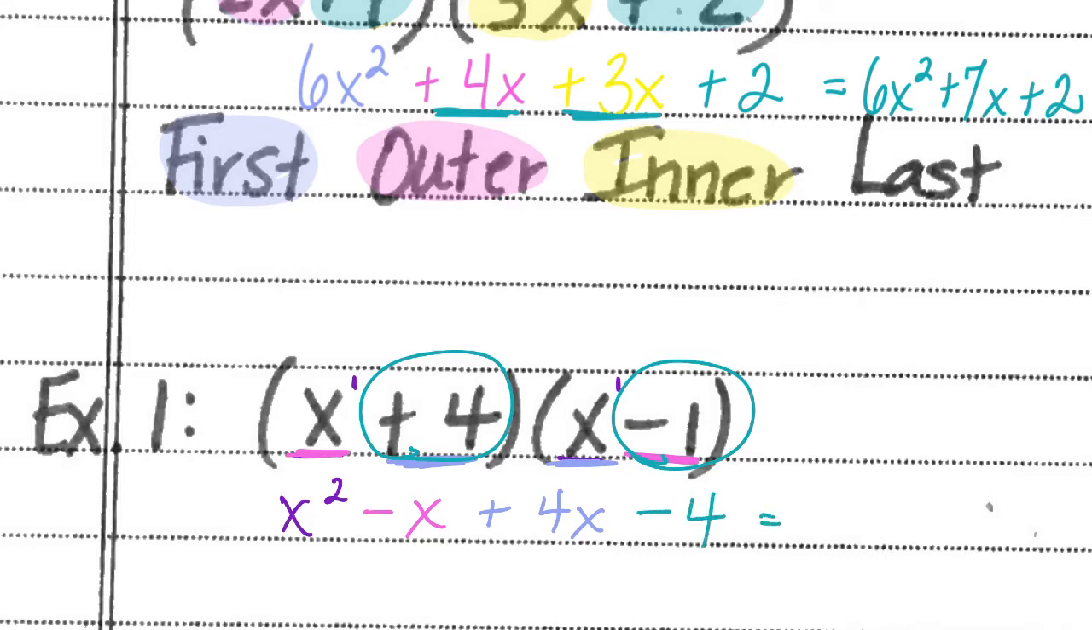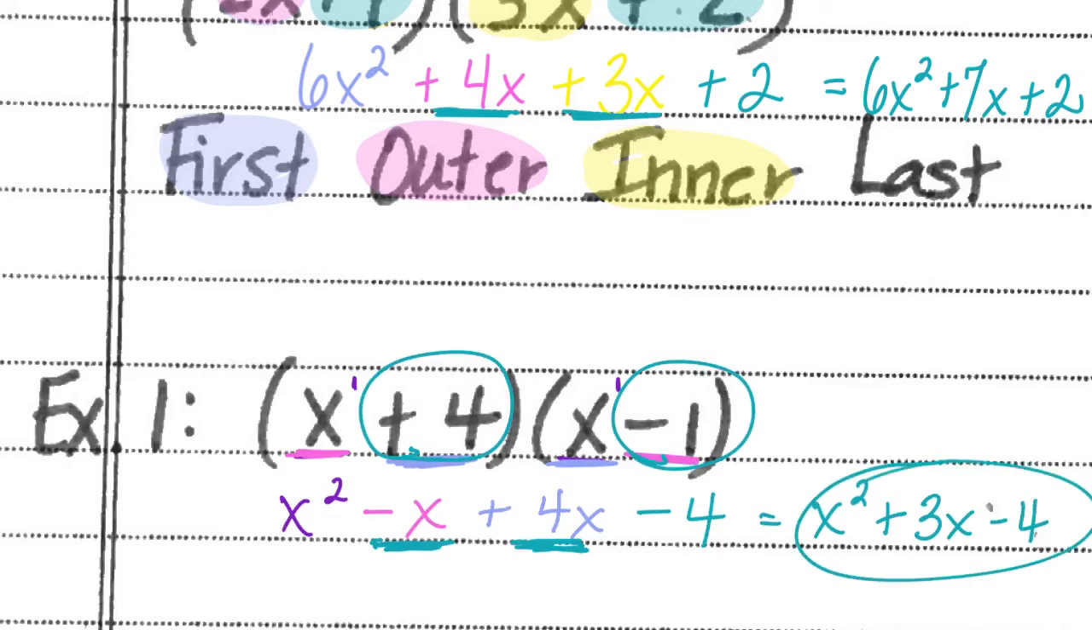Now we have to add all our like terms. The inner terms are typically alike, not all the time. We get x squared plus, well, a negative x and a positive 4x is positive 3x, minus 4. So our trinomial is our answer.